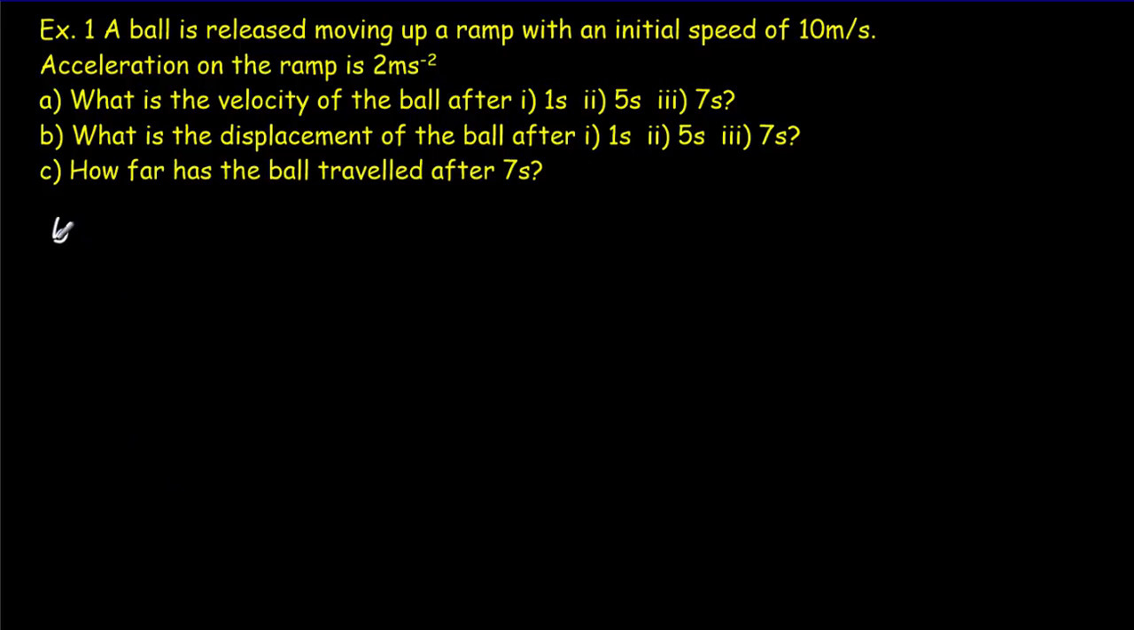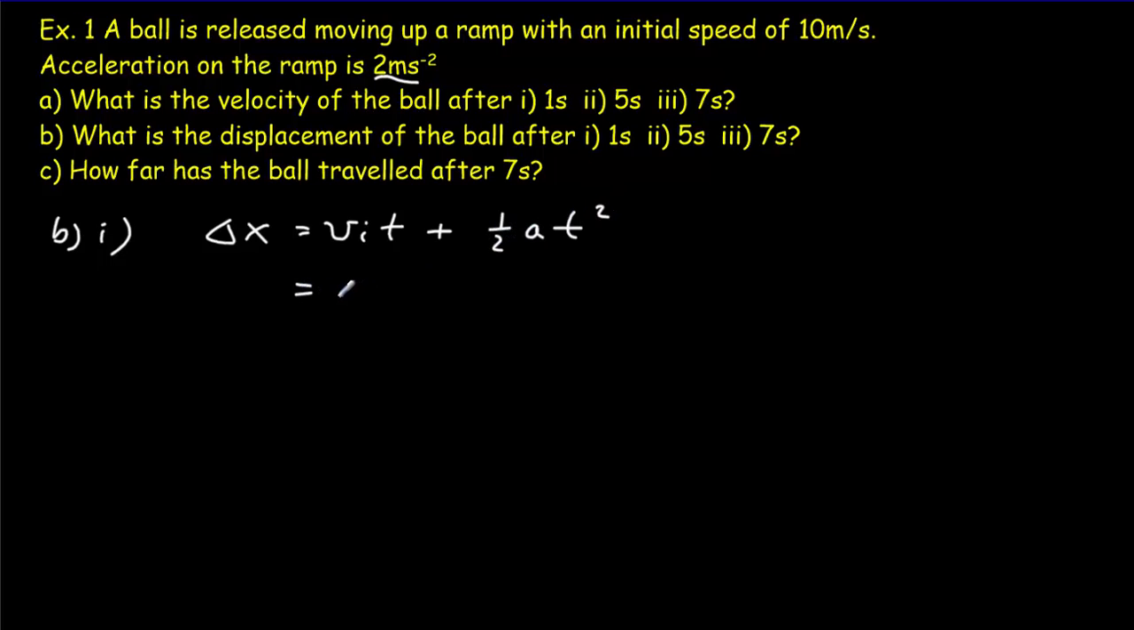Let's try part B. Now, in part B, you're asked for displacement. You're asked for how far. So you're probably going to use the how far equation. And because we know the acceleration, we're probably going to use the how far with acceleration equation, which would be Vi t plus 1/2 a t squared.